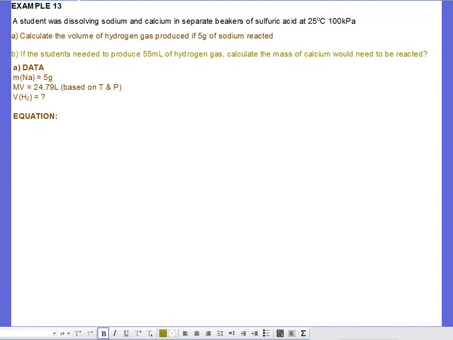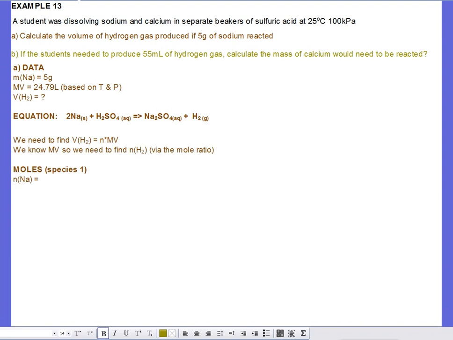The next thing chemists do, once they've got their data down, is write their balanced chemical equation for the reaction. You need to be able to do this yourself, so please pause the video and have a go at this before you check your answer. Hopefully you've got 2 sodiums plus 1 sulfuric acid turns to sodium sulfate plus hydrogen gas.